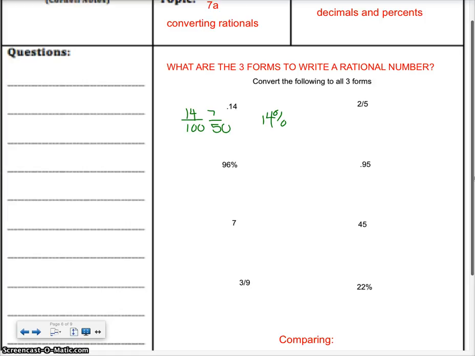2/5. Did I do all of these on the table? Are all of those on the table? No. That we just did, or only some of them? Only some of them, that's right. Okay, so 2/5 is 0.4. 0.4 is 40%. So I have all 3 forms. That's my goal, is to have all 3 forms.